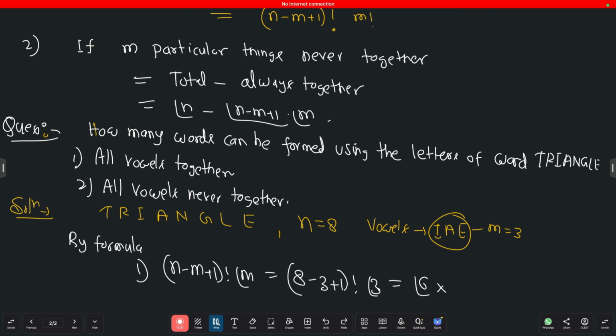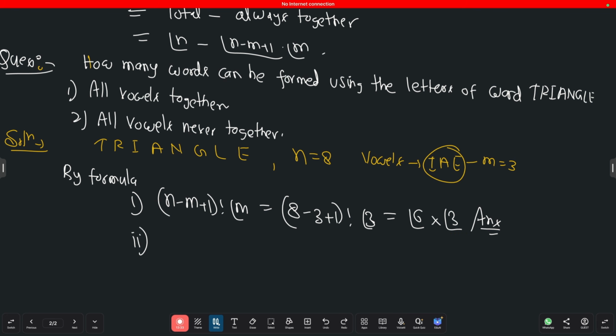8. 9 minus 3 is 6. 6 factorial into 3 factorial. 6 factorial is, I think, 720, and 3 factorial is 24. Whatever, you leave it, okay? That calculation, if required, you can do, because in the options the answer is sometimes in factorial form, like 6 factorial into 3 factorial.